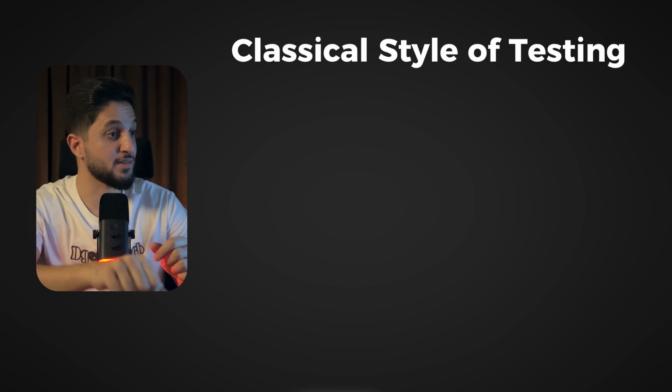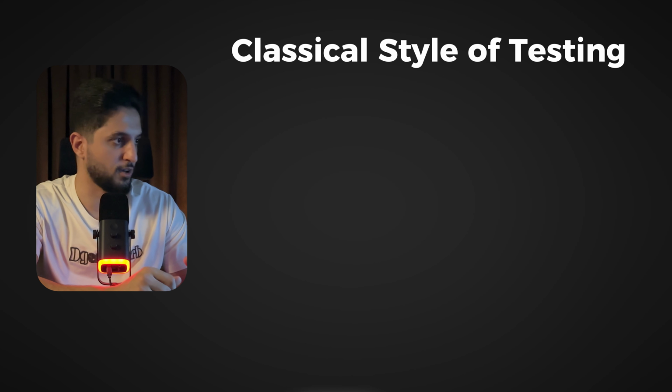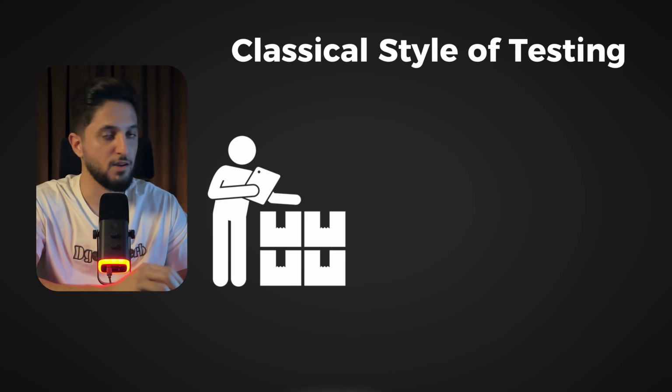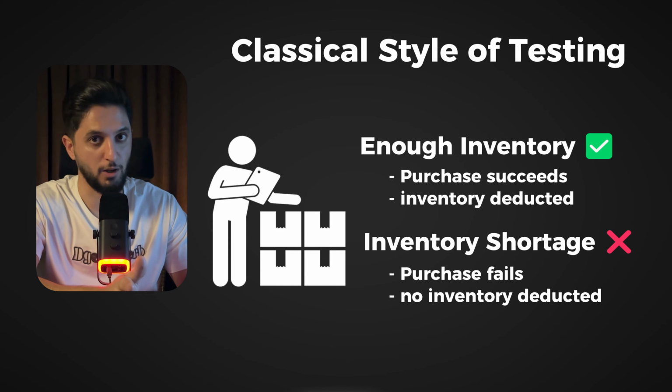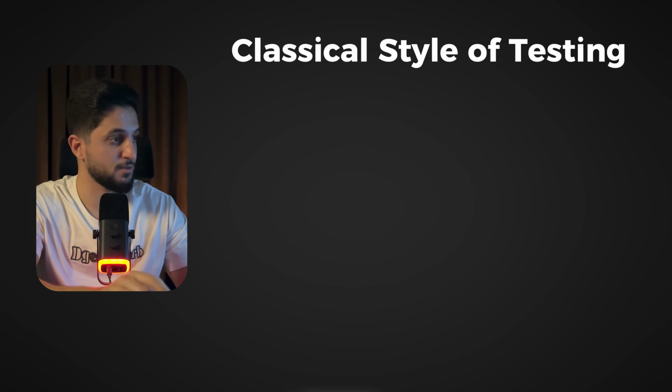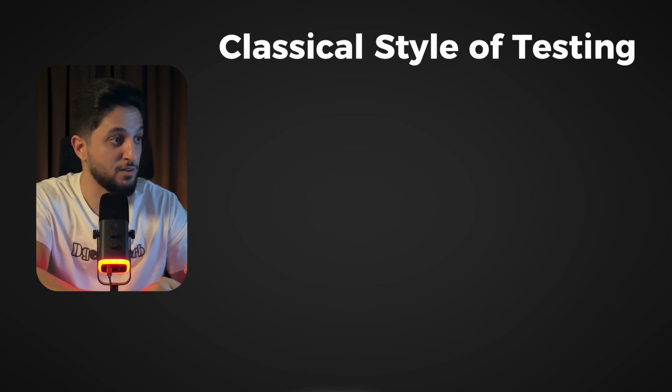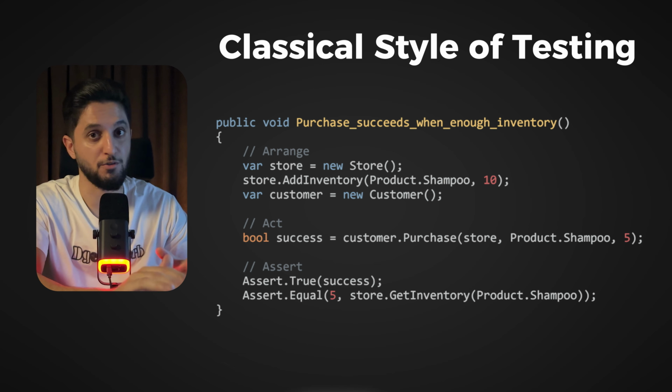Now let's rewrite the exact same scenario using the classical style. The business rule hasn't changed. If the store has enough inventory, purchase should succeed. If not, purchase should fail. But notice what changes in the tests. Instead of mocking the store and verifying interactions, we use a real store. We treat the system as a small, functional unit of behavior, not a class to isolate. Here's what the classical style version looks like. This is much better. Here's why.